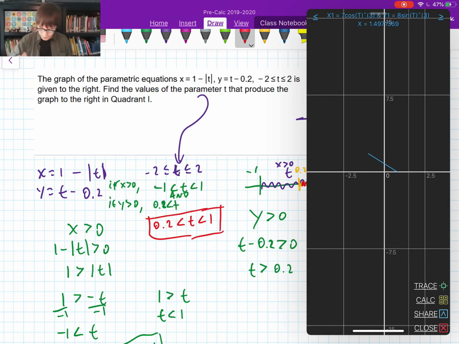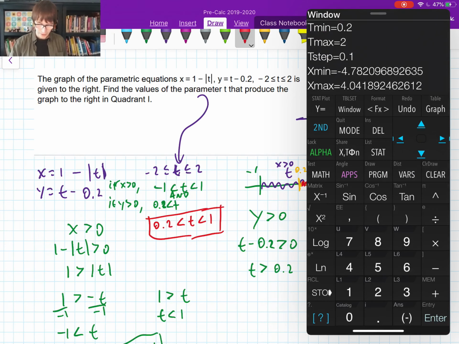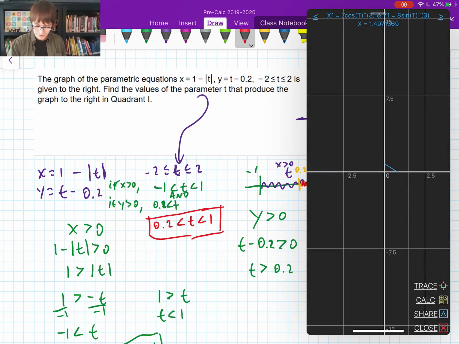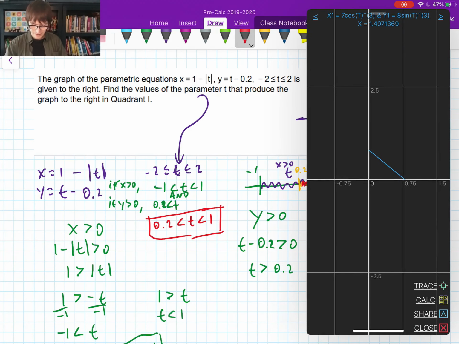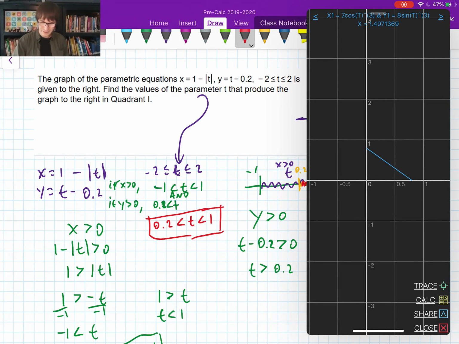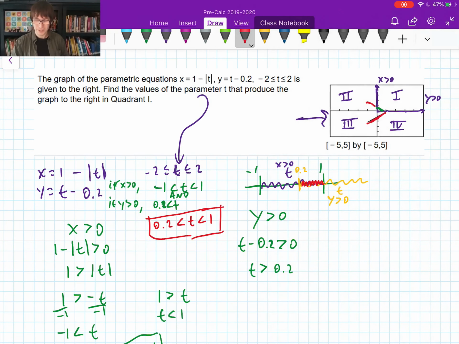And so if we want to do both of them, we want the values that are between 0.2 and 1, because that's the things that satisfy both of them at the same time. And that gives us that section right down in the middle, right there. Cool. So that confirms it. This is that little section we're looking for, that section in the middle, just in quadrant 1, and that's how we find it. Great.